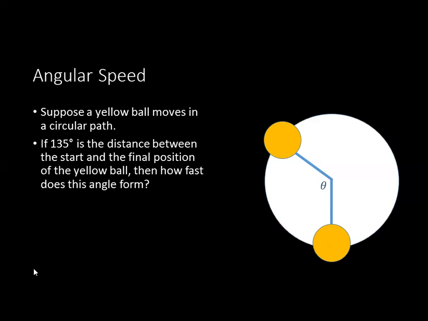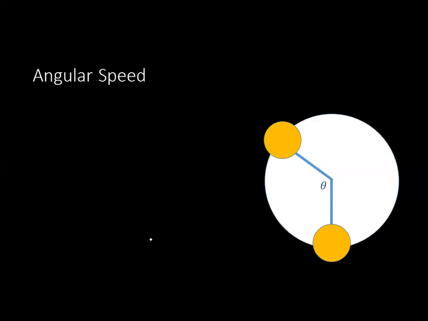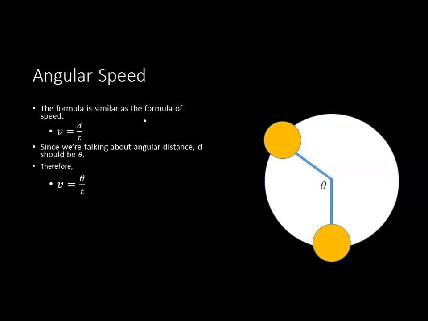So we're going to use this formula. The formula is similar to the formula of speed, which is v is equal to distance over time. As usual, you need the distance, but we're talking about angular distance, the angle. So therefore, we're not going to use d, but rather theta. But remember, there's one thing you need to be careful of when substituting any value that is an angle. Make sure that this is in radians.